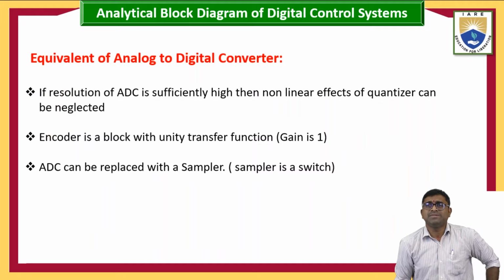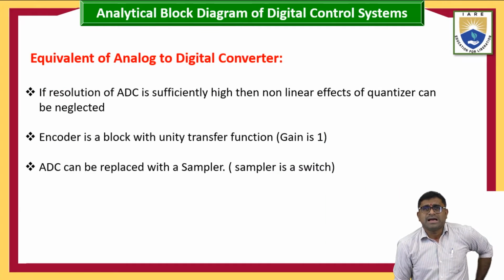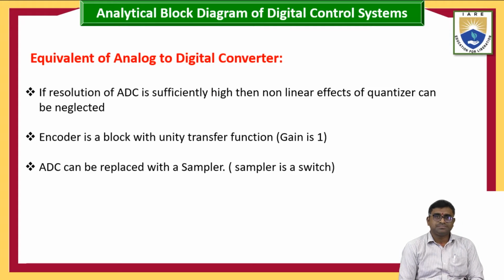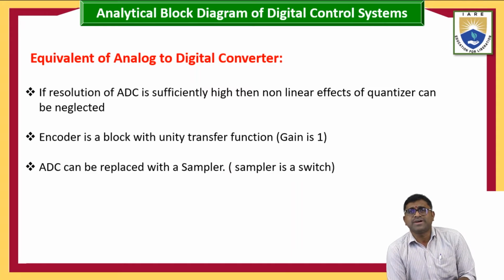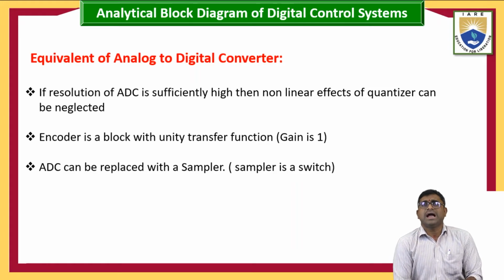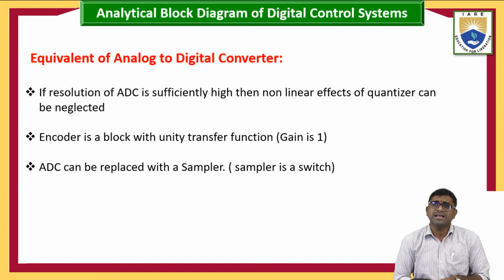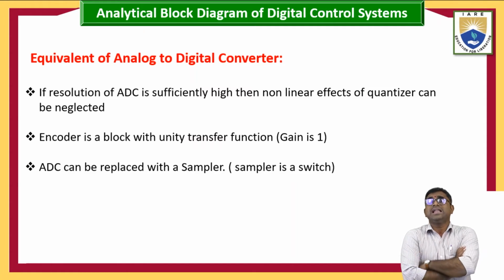Next, coming to the equivalent of analog to digital conversion. If the resolution of the analog to digital conversion is sufficiently high, the nonlinear effects of the quantization can be neglected. This is one of the important points. The encoder is a block with unity transfer function G(s), and the ADC can be replaced by the sampler. Remember that here the sampler is a switch. So that is the analog to digital converter.